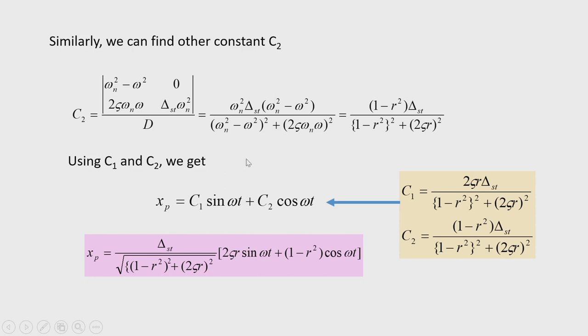Now, we obtain C 1 and C 2. So, we can find the particular integral. So, x p is C 1 sin omega t plus C 2 cos omega t. Substituting C 1 and C 2 here, we can now write x p, that is the particular integral, delta S t divided by root over (1 minus r square whole square plus 2 xi r whole square) into (2 xi r sin omega t plus 1 minus r square cos omega t). You should note that this denominator is under the root. So, frequency ratio is a very important parameter which will influence the particular integral.